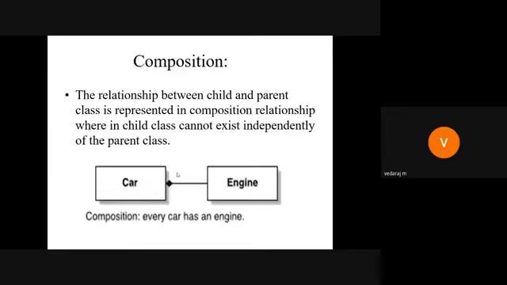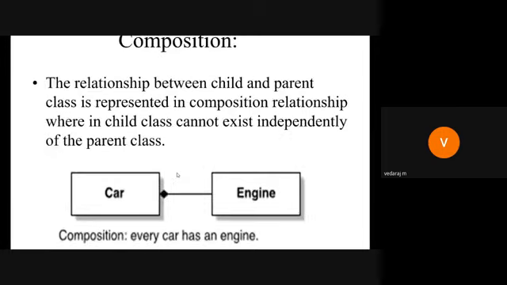The next one is composition. Composition also shows the relationship between parent class and child class. Car is the parent class, and engine is the child class. Every car has an engine, but without an engine, the car cannot run. So this is called composition. The child class cannot exist independently of the parent class. Without the car, the engine has no meaning, and without the engine, the car has no meaning. So the child class cannot exist independently of the parent class. That is called the composition relationship.